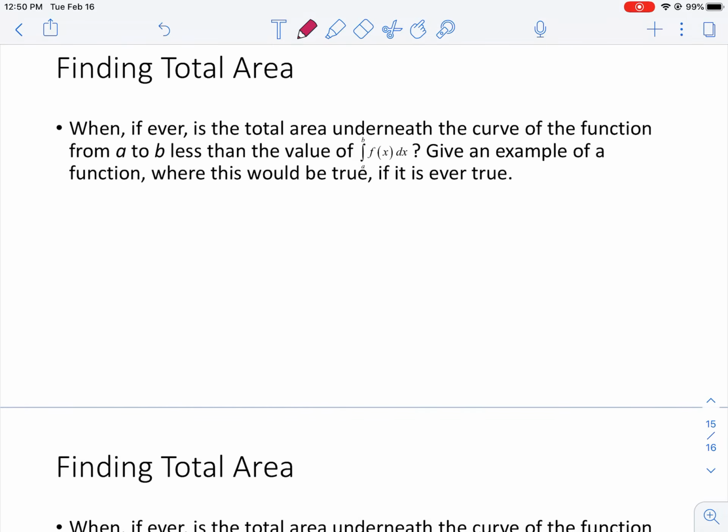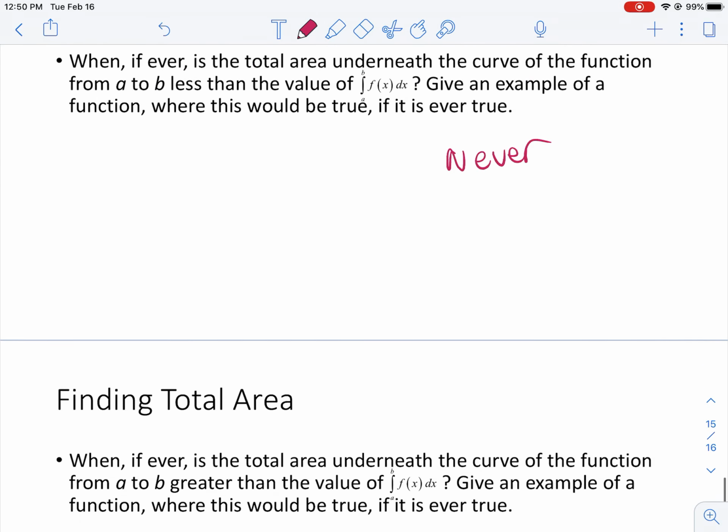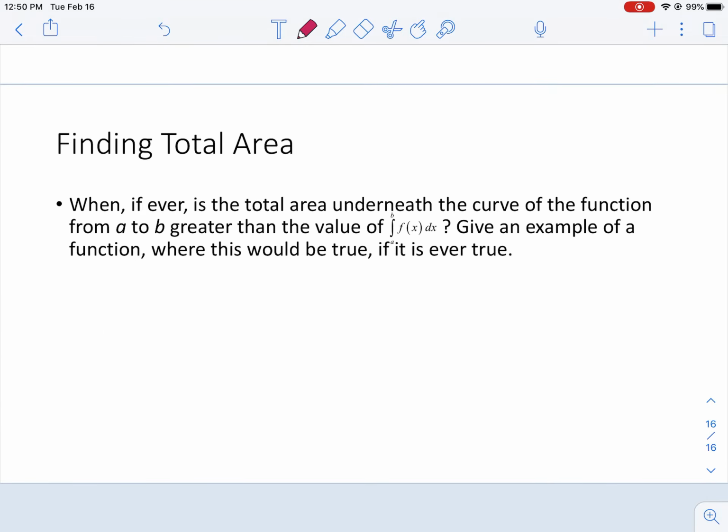When, if ever, is your total area under the curve less than the value of the integral? And the answer is going to be never, right? They might be equal to each other, like we just said up above, if you create a positive function that's always above the x-axis, but the integral, the net area, will always be the same or less than, because it is only having things potentially subtracted from it as well.